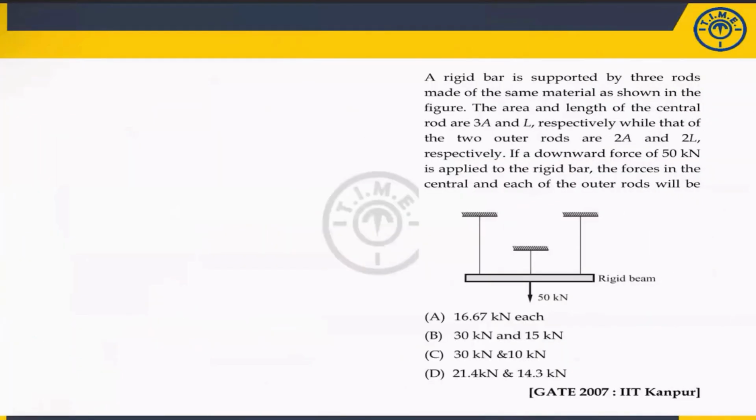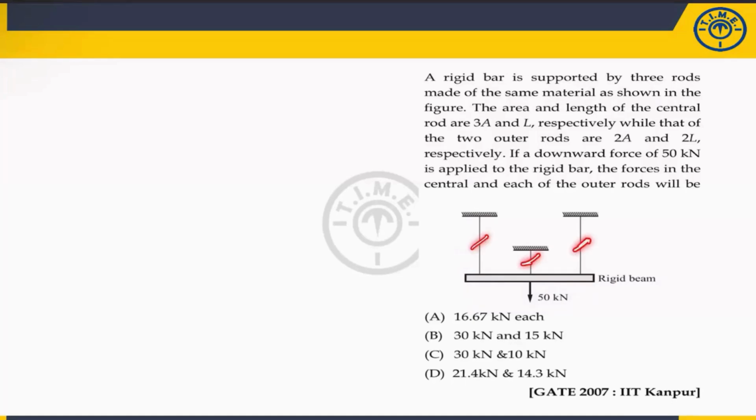Okay, now the next thing is one more problem. I have discussed with two bars. Let us suppose there are three bars. That means a rigid bar is supported with three rods. Then how will you solve this kind of problem? So I just want to give you one hint for this problem.